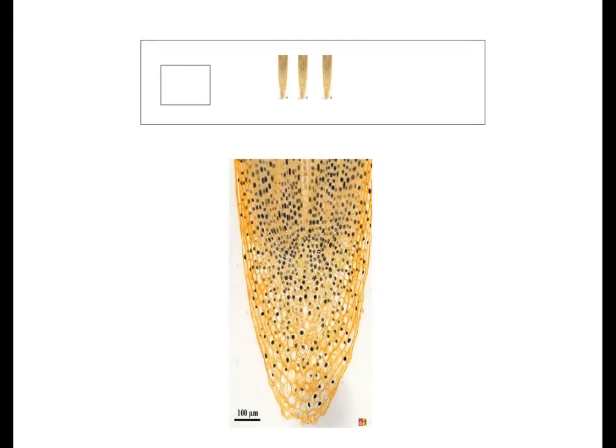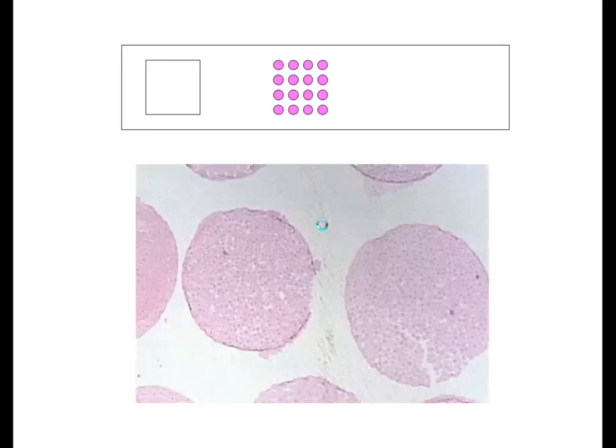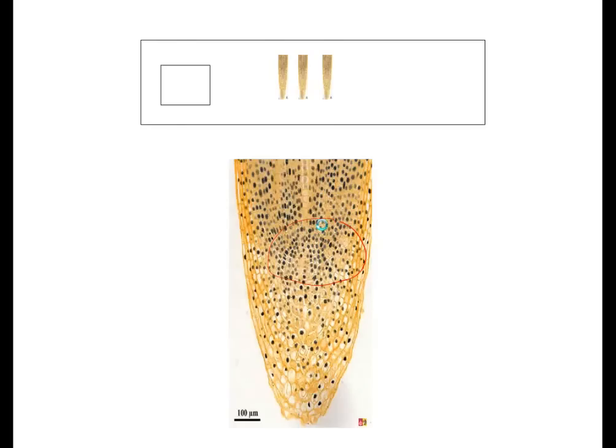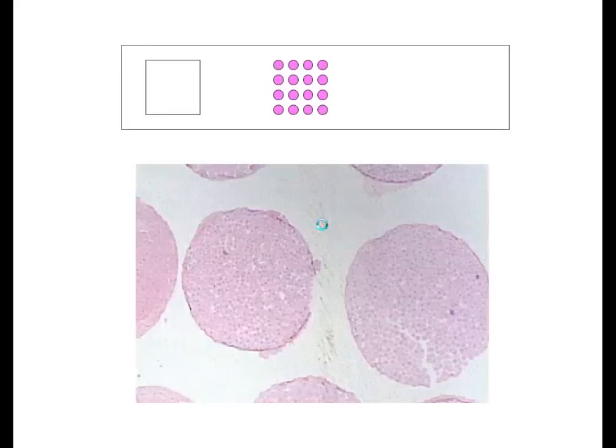And we also will look at the onion root tip. So here's a region where you would see a lot of cell division, and we'll also look at the whitefish embryo, because in these two we have a lot of cell division. Now think about, why do you have cell division? Here we're having growth happening, and here we have cell development.